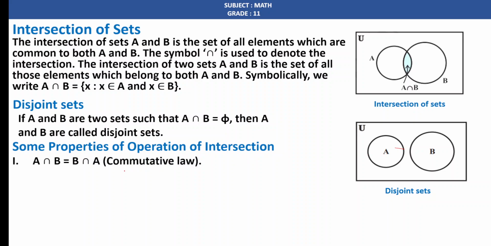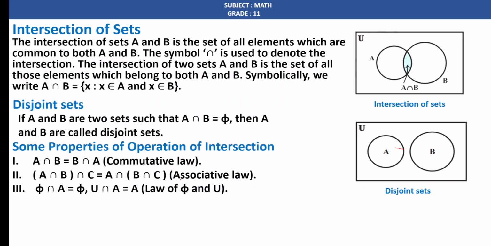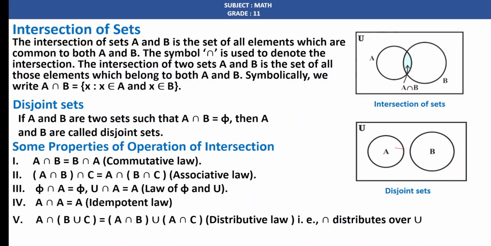A intersection B is equal to B intersection A. It is commutative law. A intersection B intersection C is equal to A intersection B intersection C, associative law. Null set, an empty set, intersection with any set is the null set only. Similarly, universal set intersection with any set is A. So that's the law of empty set and universal set. A intersection A is A, idempotent law.